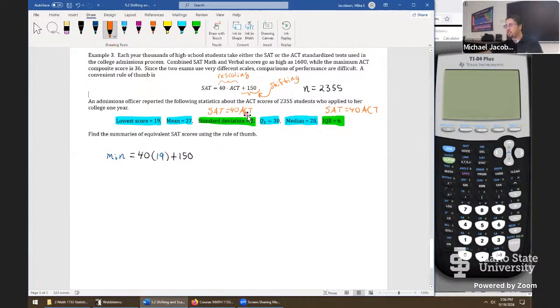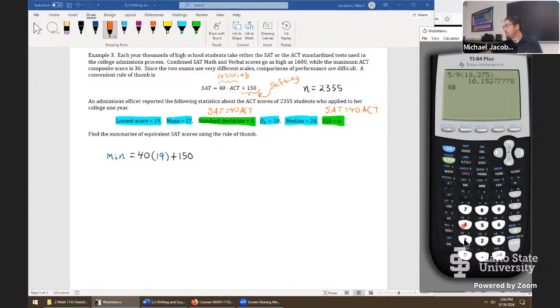That's probably a good way to do this. Just write down the formula you need for the statistics, which are measures of spread, and use a slightly altered formula. But for the computation here, pretty fast, nicer numbers. 40 times 19 plus 150. So that gives us a minimum score of 910 on the SAT test.